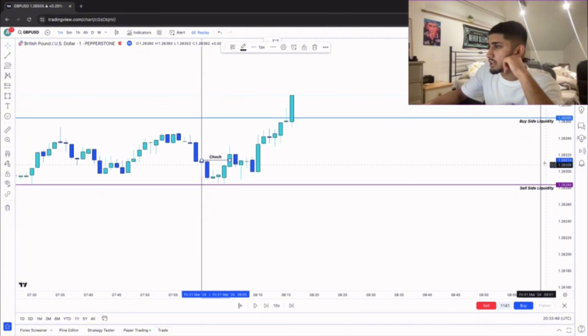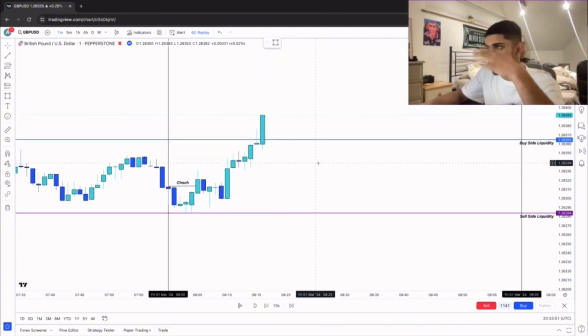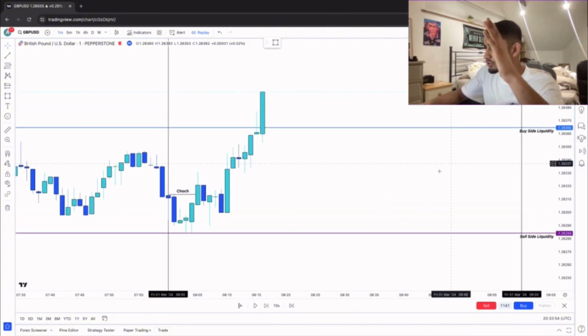So we've had price move to the upside, and that is what we want for our liquidity sweep. We want price to break through the liquidity.